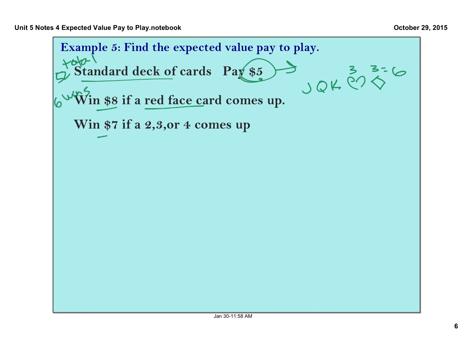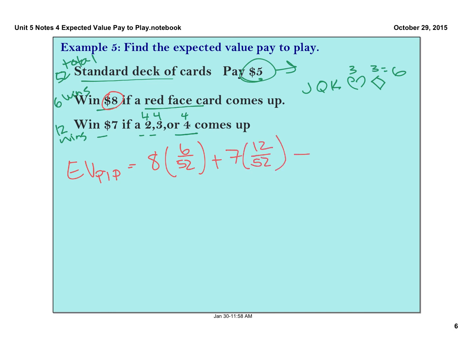Then $7 if a 2, 3, or 4 comes up. There's 4 2s, 4 3s, 4 4s. That's 12 wins there. So now my expected value for paying to play is going to be $8 times 6 out of 52 wins plus $7 times 12 out of 52 wins minus your $5 pay to play amount. That's an expensive game to play.